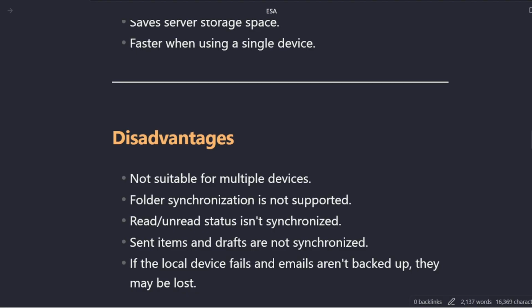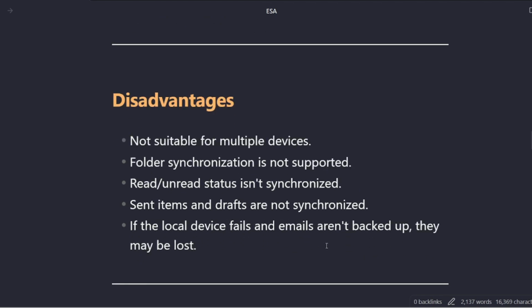So that is why folder synchronization is not there. Read/unread status isn't synchronized. Sent items and drafts are also not synchronized, because the server does not have any knowledge of what you have read or what mail you have sent. Every mail you have downloaded is on your local device, and you went offline. So the server is not aware of all those things.